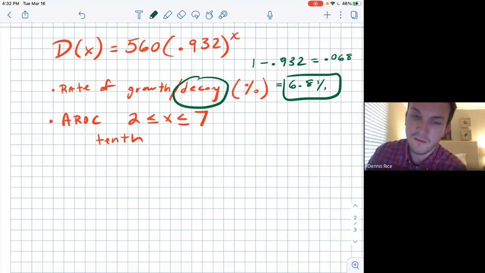You don't say negative. You just say the decay rate, or the rate of decay, is 6.8%. If it's 1, then it wouldn't be changing. It's not exponential. 1 to the x power is just going to be 1. Yeah, that would be a silly function.